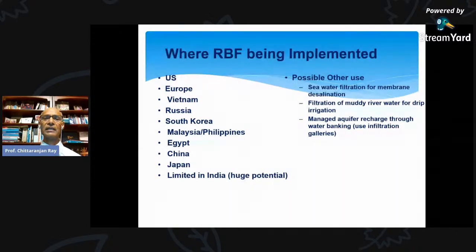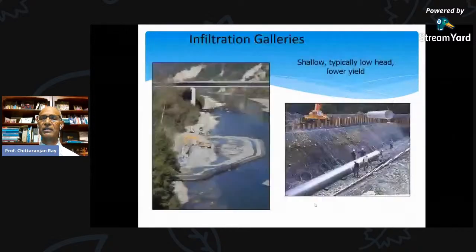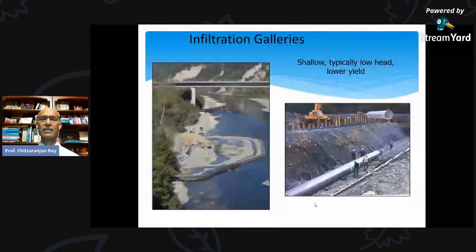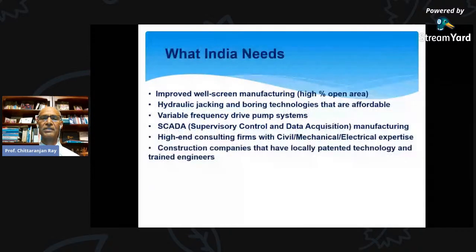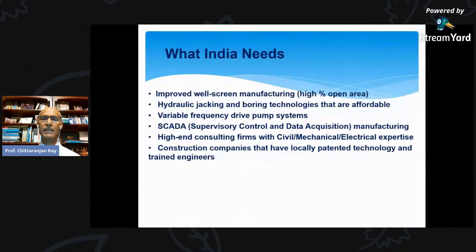With that, what India needs now is basically improved well-screen manufacturing with high open area. They can really tap the market if the labor is cheap, so the screen should be cheaper. Hydraulic jacking mechanisms and boring technology that are affordable, variable frequency drive pumping systems, SCADA that you need. High-end consulting firms that have civil, mechanical, and electrical expertise, and construction companies that have locally patented technology and trained engineers. So this is a mouthful of things.